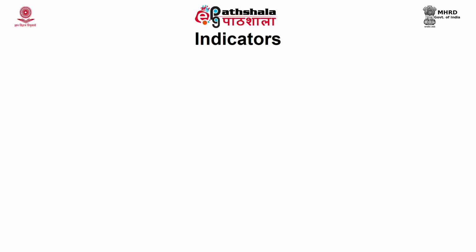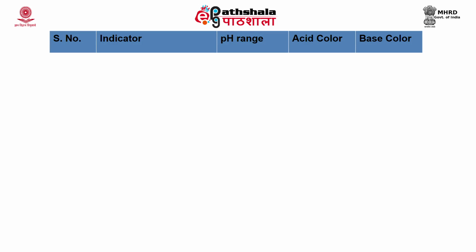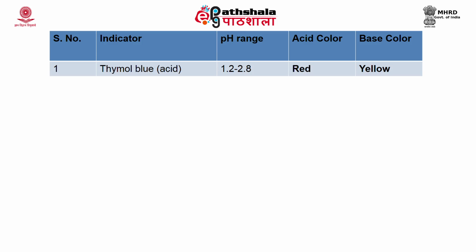An indicator is a reagent or device used to detect a visual color change when the reaction is quantitatively complete. Acid-base indicators are weak organic acids or bases possessing different colors depending upon the H ion concentration. This table shows that for thymol blue the pH range is 1.2 to 2.8, and the color in acidic solution is red and in basic solution is yellow.